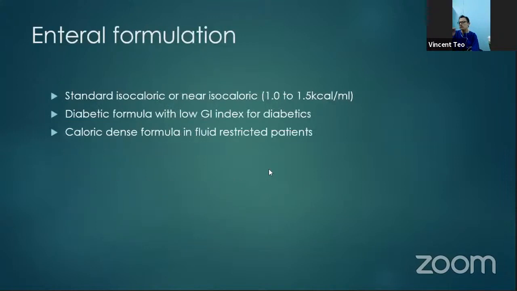The choice of enteral formulation depends on the patient. It should be individualized. Commonly used are the isocaloric formulas, such as Nutritional Optimum, which generally give a calorie concentration of 1 to 1.5 kilocalories per mL.